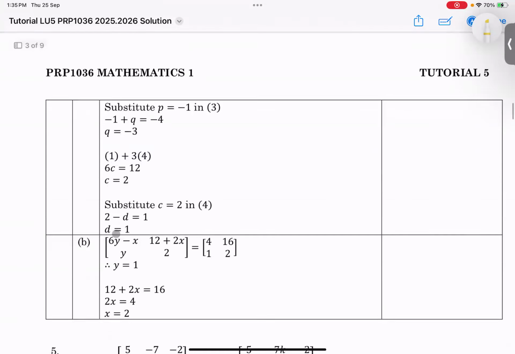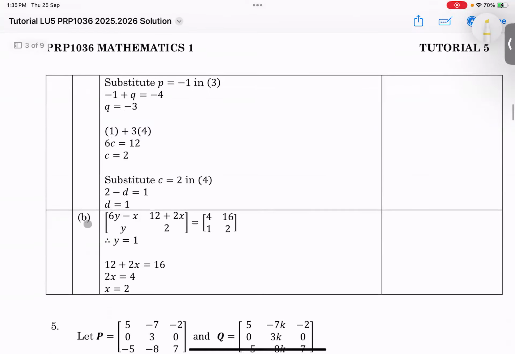As for question B, you look into this one. We don't start from this one, we start with this one. So this one, you compare and then you get 16. X is equal to 2. As for this one, you compare this one, you just need to write down, okay? Y is equal to 1.